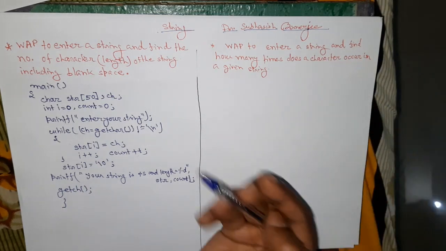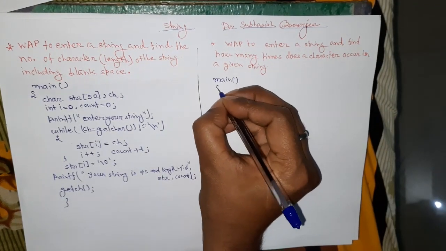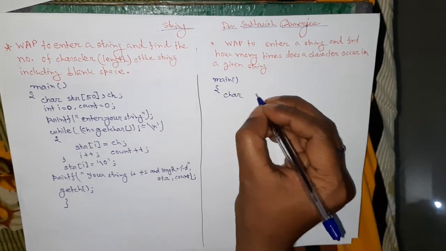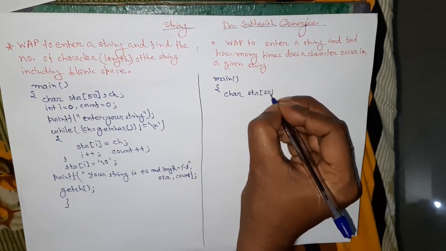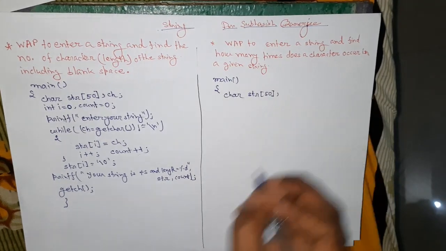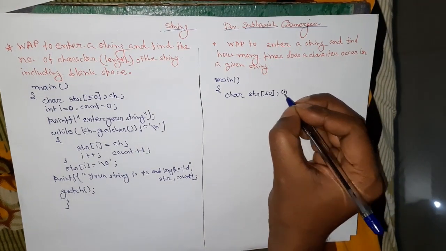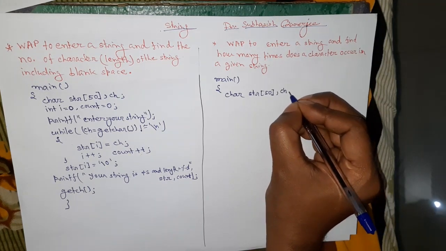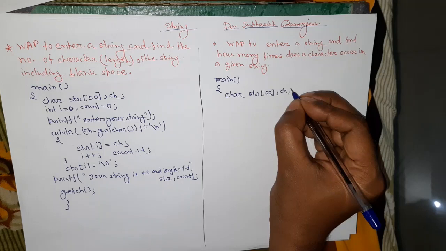So to do this, we may start from main. Then we can declare a character array to read the string. Let's have str, and suppose we expect the size of the string will not exceed 50, so let's have str[50]. To read character by character, let's have ch as a variable to hold the characters, and to ask the user which character they are expecting to count, let's have it as x.